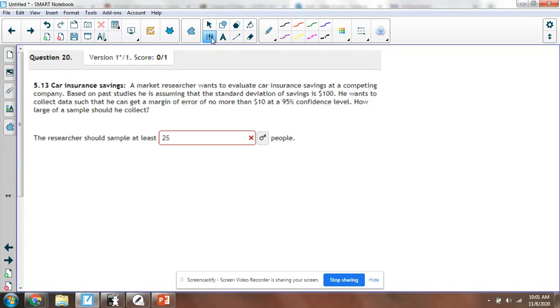Okay, so we have this question here. It says a market researcher wants to evaluate car insurance savings at a competing company. So we're not looking for a proportion. There's nothing about percentages. So we're looking for some confidence interval about a mean. And it says based on past studies, he's assuming that the standard deviation is 100. So that's going to be the population standard deviation. So sigma is going to be 100.